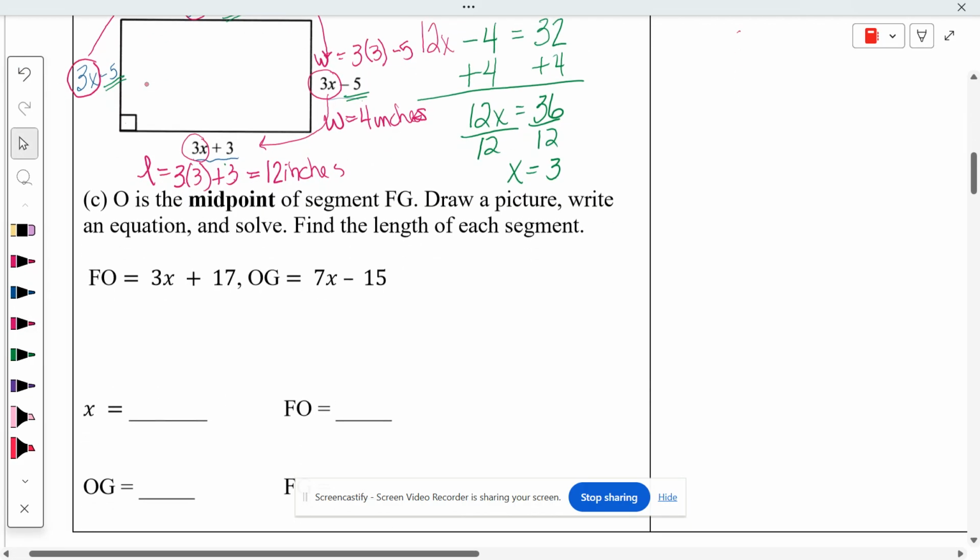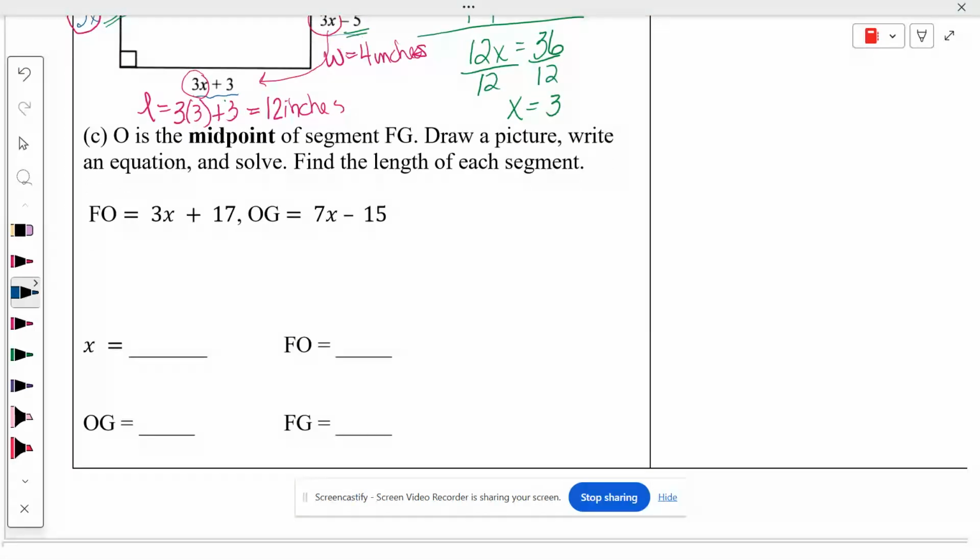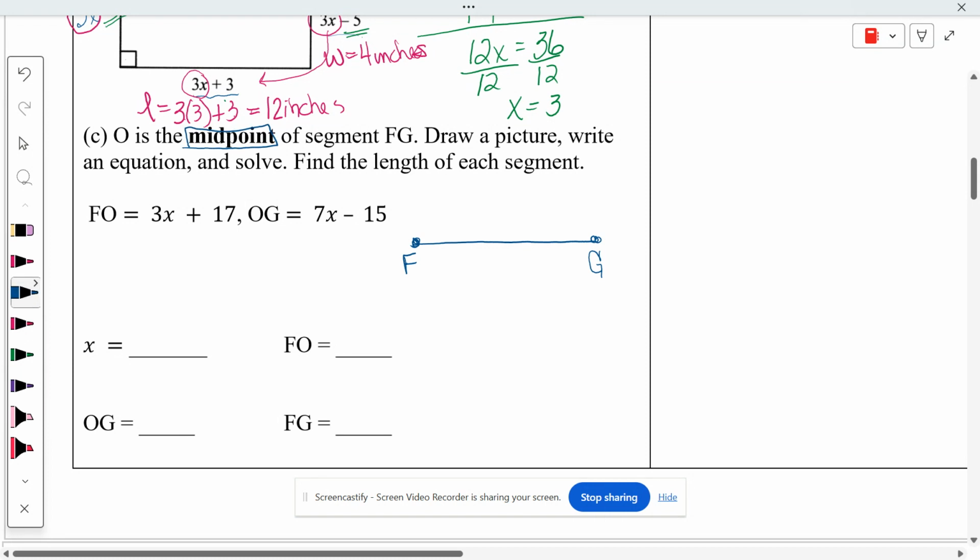Okay. Our last one is about a line segment. We have a line segment. It's segment FG. So I'm going to draw a line segment, FG. It says that O is the midpoint. O is the midpoint. That means that O lives in the very middle. Well, if O is in the middle, that means that this half or this segment is congruent to this segment. 1/2 plus 1/2. We've divided the segment in half.